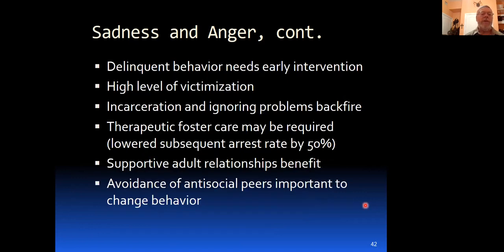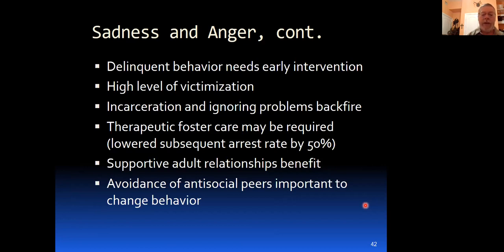So when it comes to juvenile delinquency, delinquent behavior requires early intervention. There's a high level of victimization. So even with minor crimes, somebody is paying for that. Incarceration and ignoring problems tends to backfire. We talked about some problems with incarceration. Ignoring the problem, obviously, is not likely to go away on its own. In some cases, therapeutic foster care may be required. So what is that?